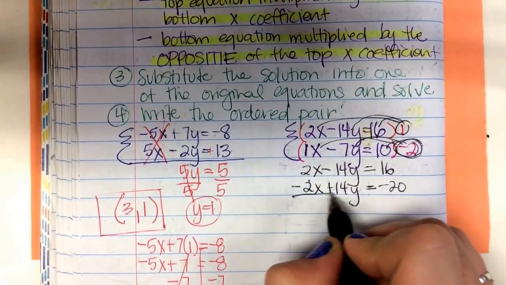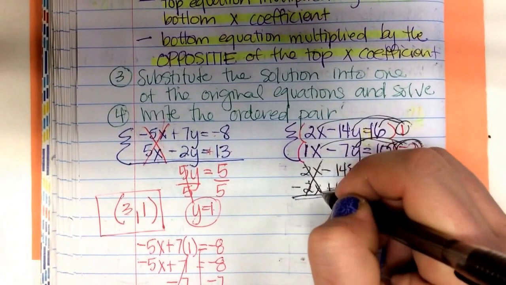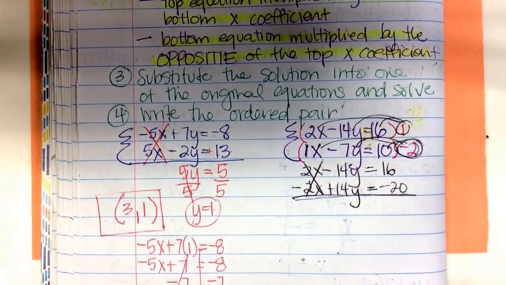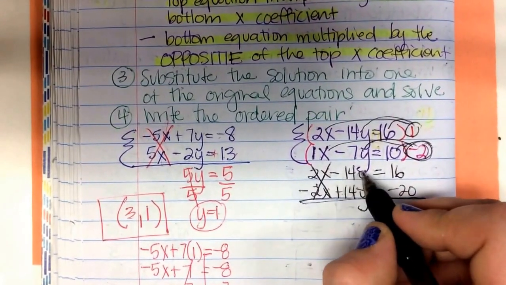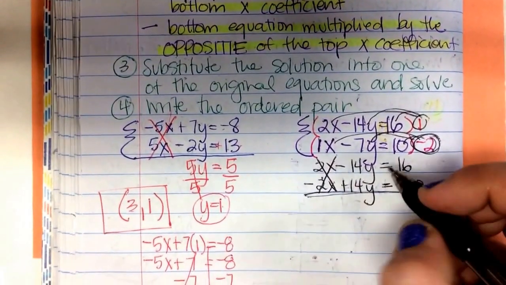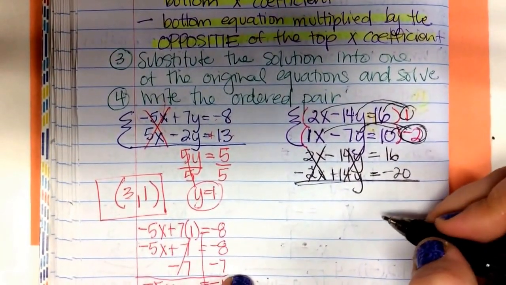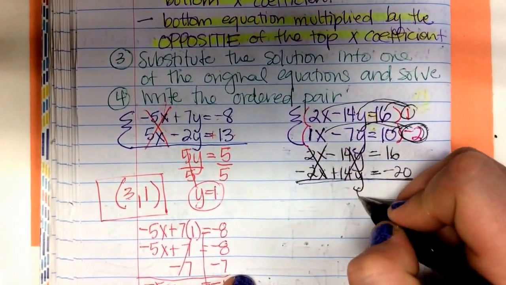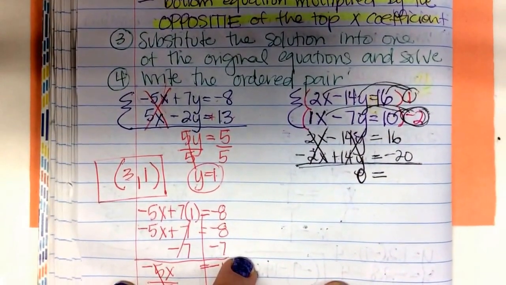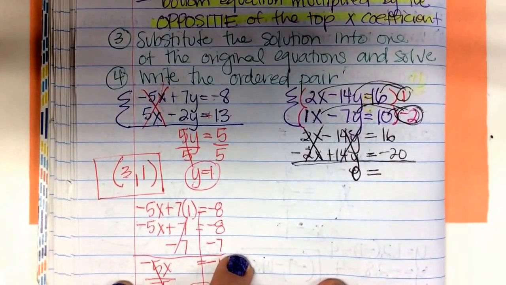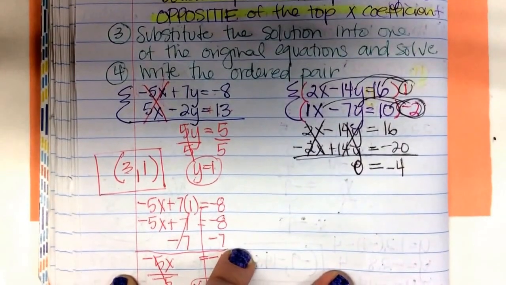Because if you do this, what happens? I can cross out my 2's. 2x minus 2x is 0. Done. And even right here, negative 14y plus 14y is 0, this is a special type of problem. What's left over on the left-hand side? 0 equals 16 minus 20, negative 4. What kind of problem is this?